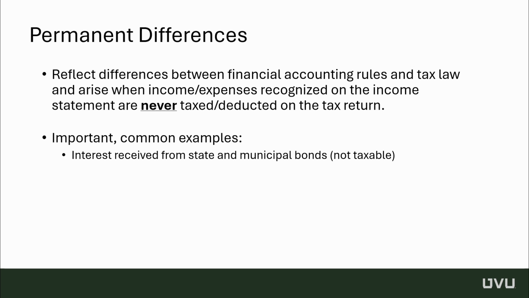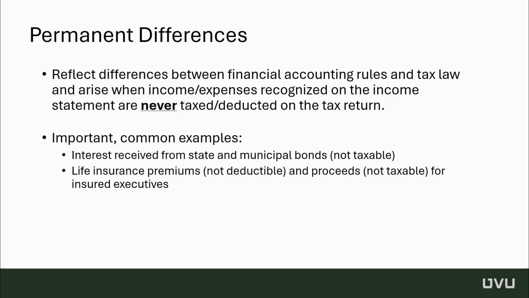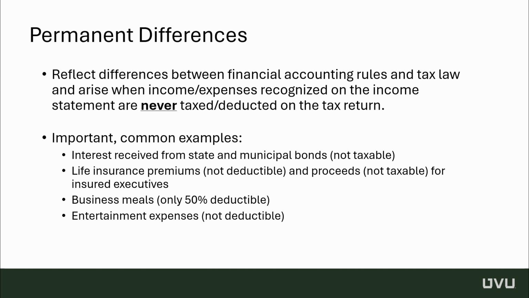We first have the interest that a company receives from bonds of state and local governments, which is generally not taxable. Then we've got cash flows relating to life insurance for a company's executives. Suppose the CEO of a company unexpectedly passes away. Then the proceeds the company receives from the insurance company are not taxable. On the flip side, all the premiums that they'd been paying up until that point could not be deducted on the tax return.